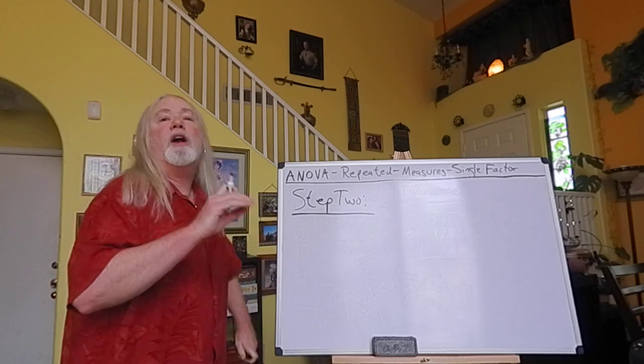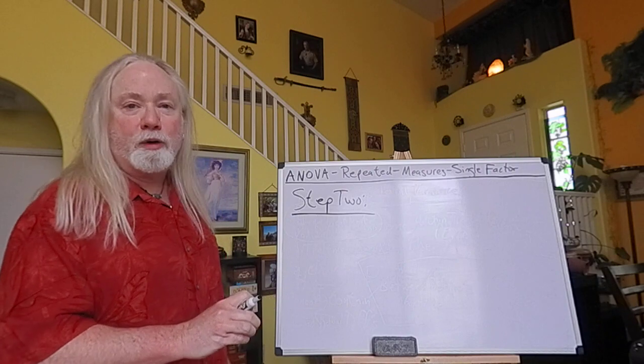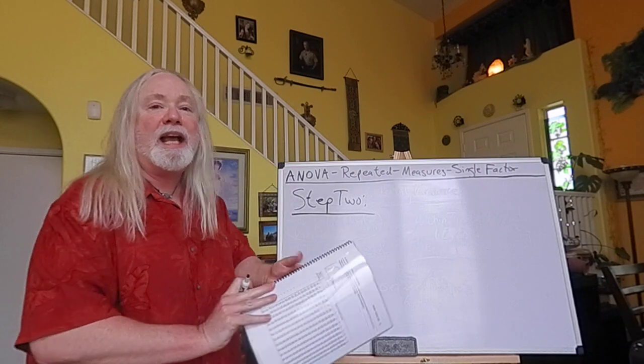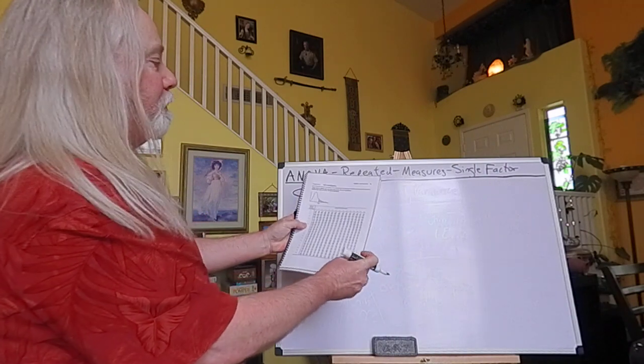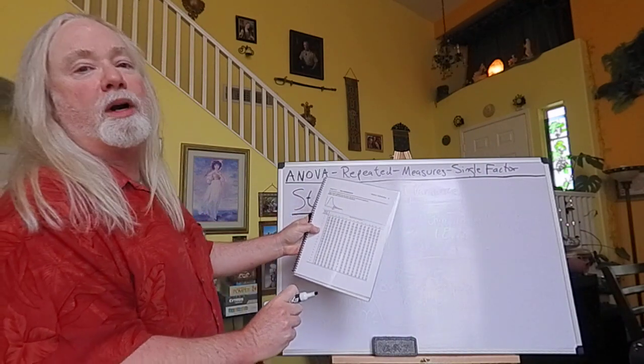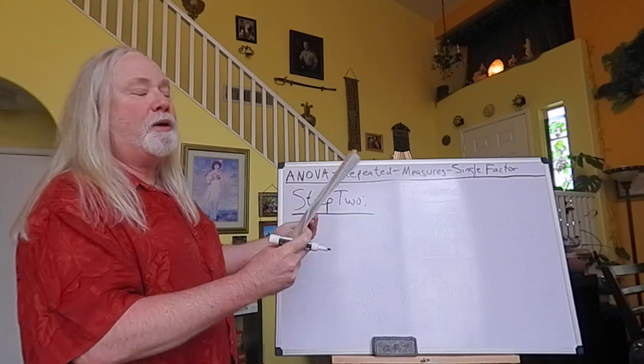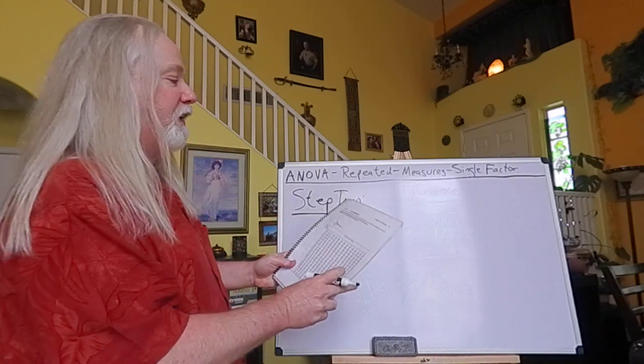Step 2, determining our critical F to define our critical regions for making our decisions. Same table. It's still the F distribution table at the back of your books, table B.4. It's the exact same table as last chapter, but note that we're going to have to approach it a little bit differently. So what do we need?